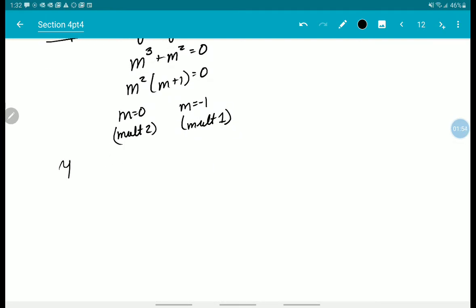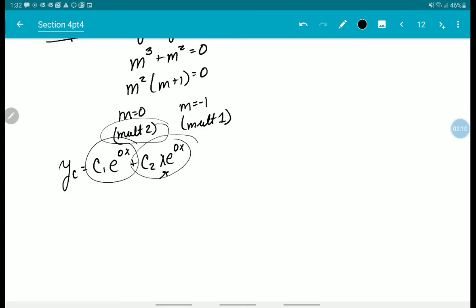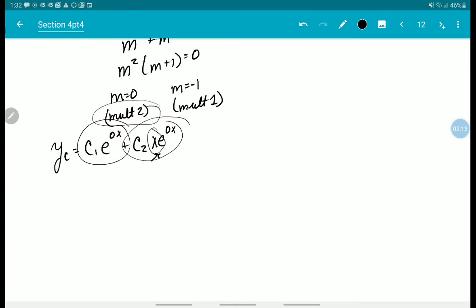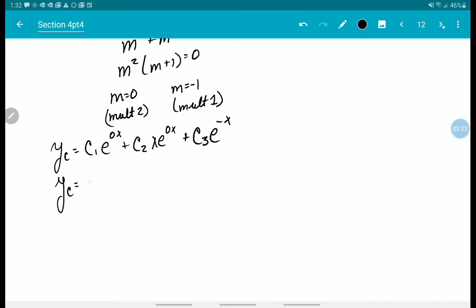So then our complementary solution would be c1 e to the 0x plus c2 times x e to the 0x. That's because of the multiplicity of 2 and the fact that these have to be linearly independent, which is why we multiply through with an x there. Plus c3 e to the negative x. Now I'm just going to simplify this a little bit. We know e to the 0x is the same thing as 1, so this is really c1 plus c2x plus c3 e to the negative x.